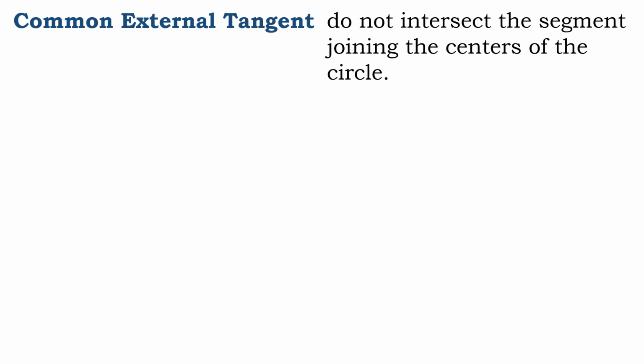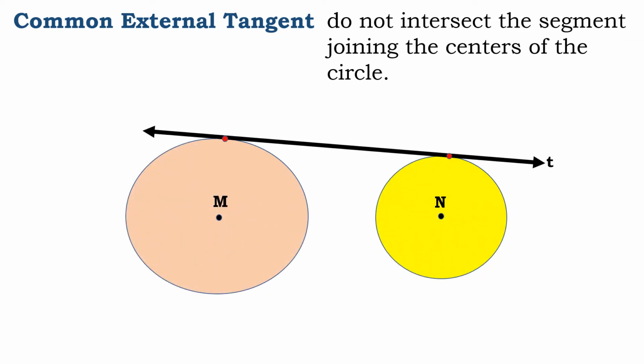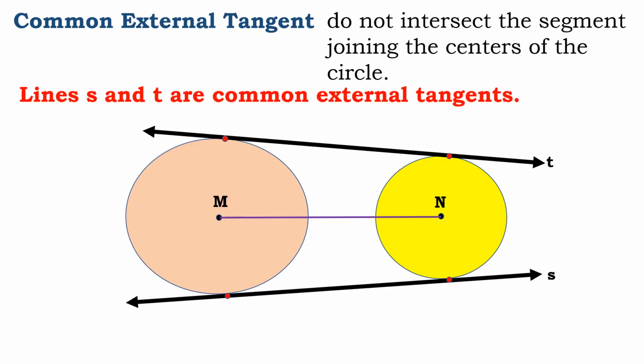Common external tangent. Common external tangents do not intersect the segment joining the centers of the circles. Given circle M and circle N, line T is tangent to circle M and circle N. Line S is also tangent to circle M and circle N. They do not intersect the segment joining the centers of the circles. Therefore, lines S and T are called common external tangents.